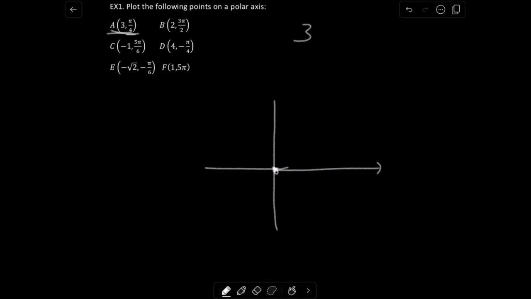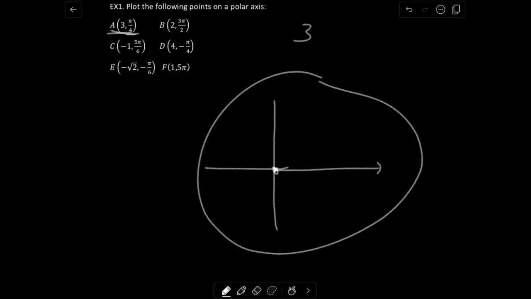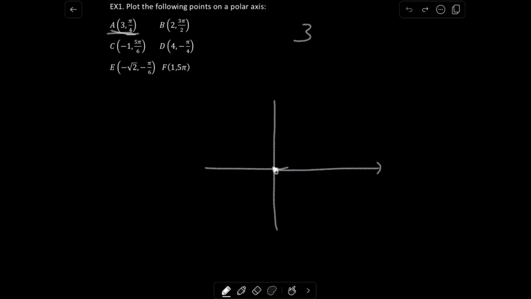So let's get the angle first. The angle is the most important thing, and then your distance, in terms of a drawing, you can make it how far away from the origin that you want. Okay, so pi over 4. Here's pi over 2. Here is 0. Pi over 4 is directly in the middle.